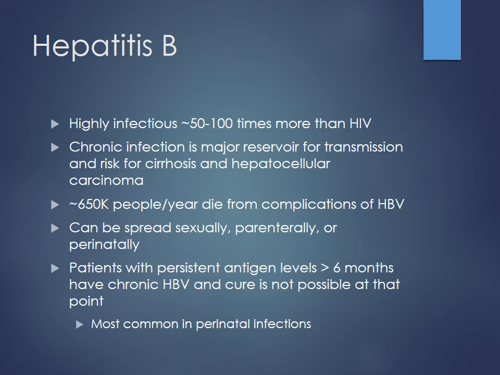But again, when we're looking at patients, as far as spread goes, it can be spread very similarly to lots of other communicable diseases, but perinatal transmission is going to be a big spread as well. So if the mom's not protected against it, or she has an infection, spreading it to the child is going to be a big risk there, which is why very frequently kids are given their Hep B vaccine right around the period of birth, right? Patients who have persistent antigen levels greater than 6 months are considered to have chronic HBV, and at that point, cure is not really going to be possible. So you're going to see this more in those perinatal infections that do not get treated. They're going to develop the chronic infection, and just have to live with that at that point.